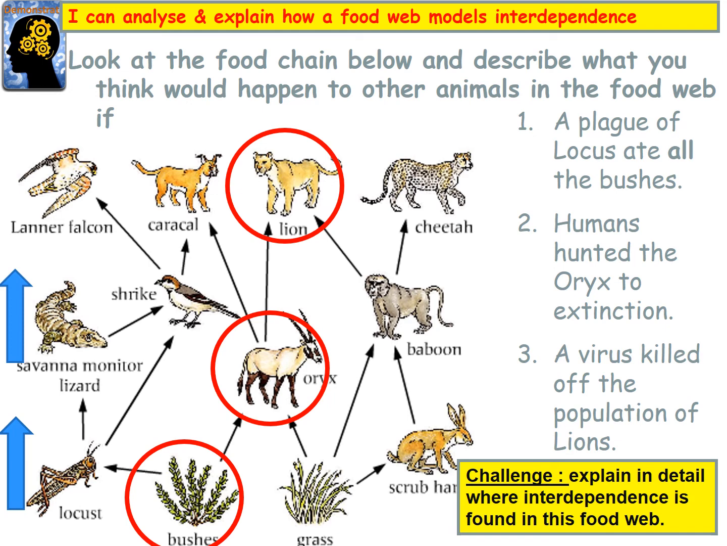if 1. A plague of locusts ate all the bushes. 2. Humans hunted the oryx to extinction. 3. A virus killed off the population of lions. Stretch and challenge. Explain in detail where interdependence is found in this food web.